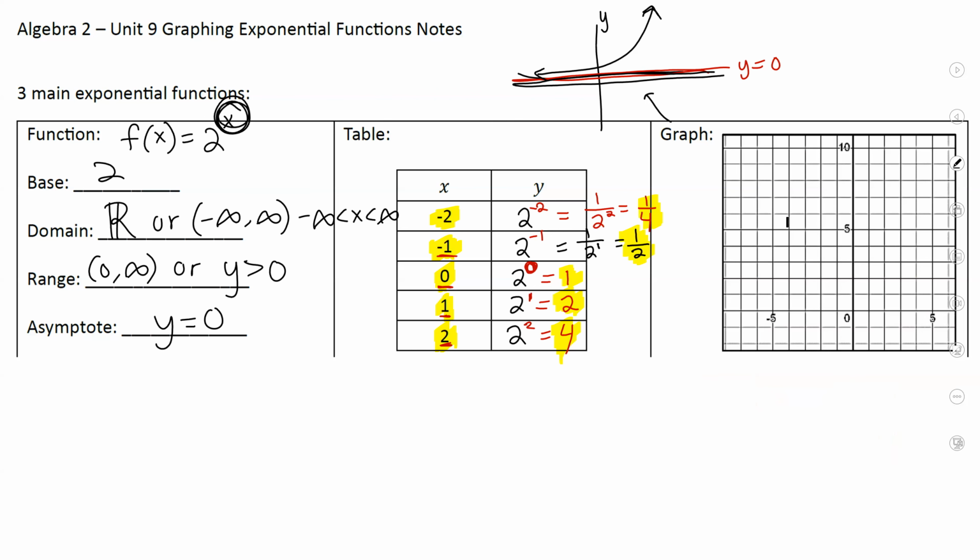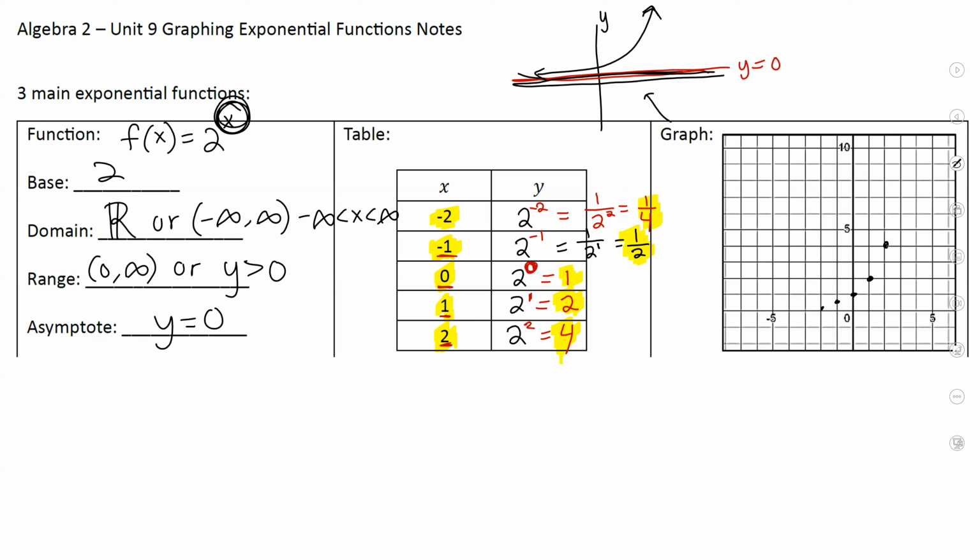Okay, so -2, 1/4, this is the x-axis down here. This is the y-axis, just so you can tell. Okay, so -2, 1/4 is really close to the x-axis. It's really small. It's down here somewhere. -1, 1/2, that's about right there. Okay, 0, 1 is right here. 1, 2 is there. 2, 4 is here.